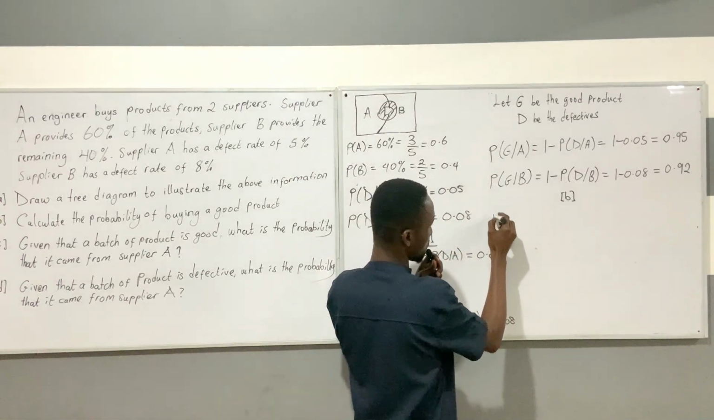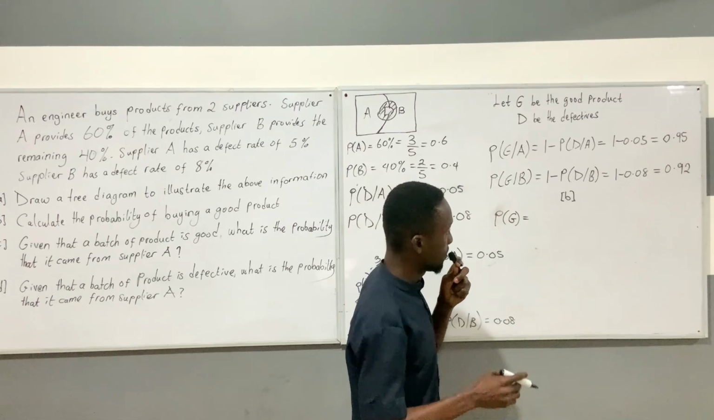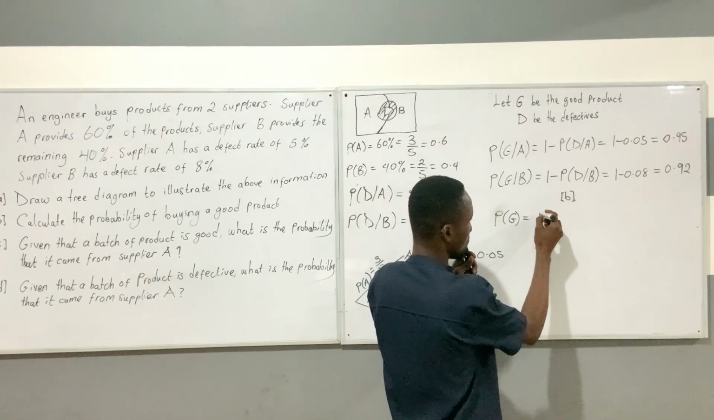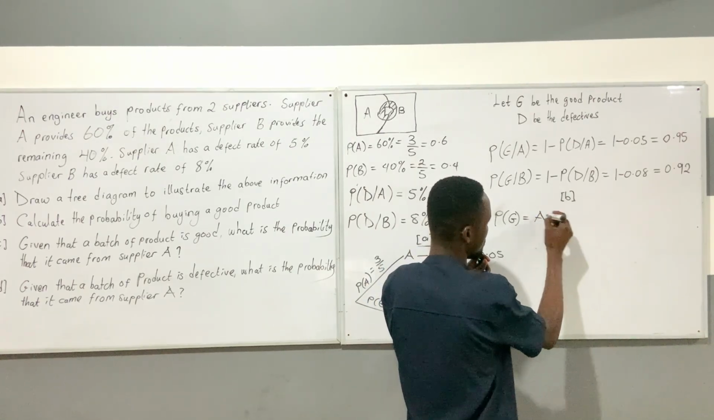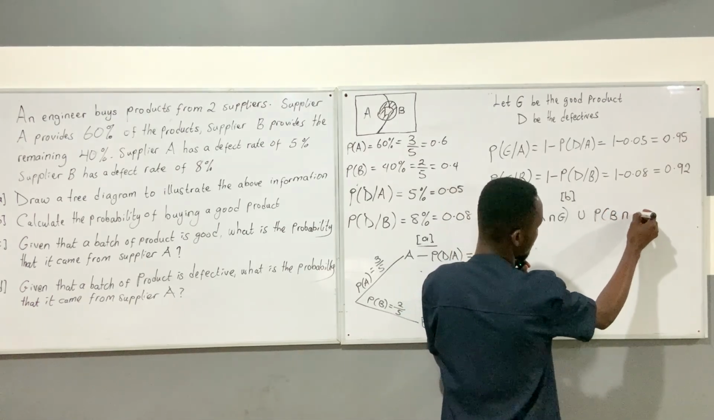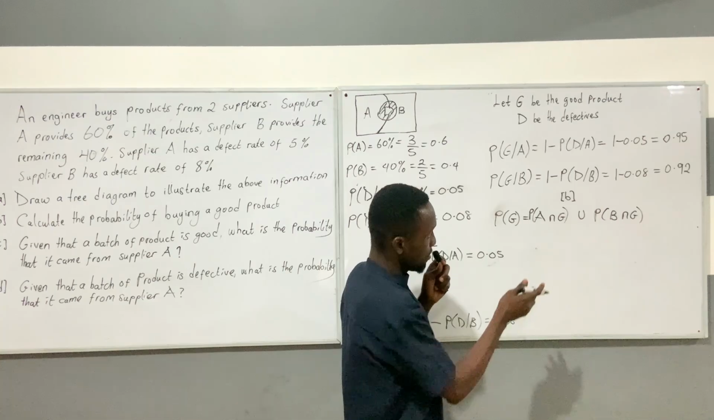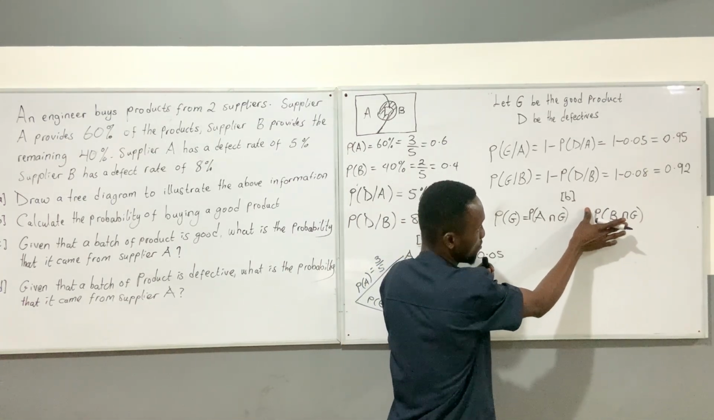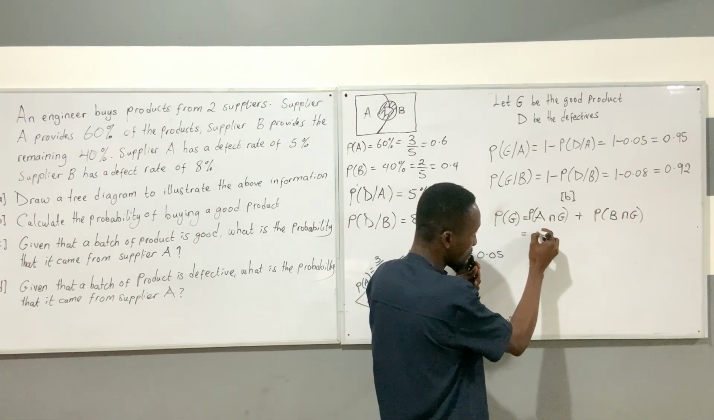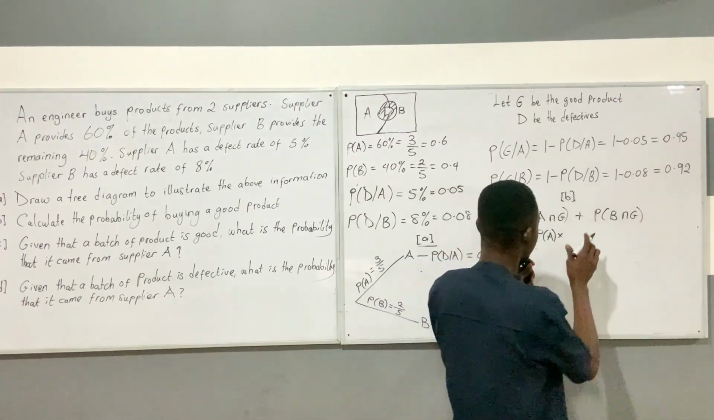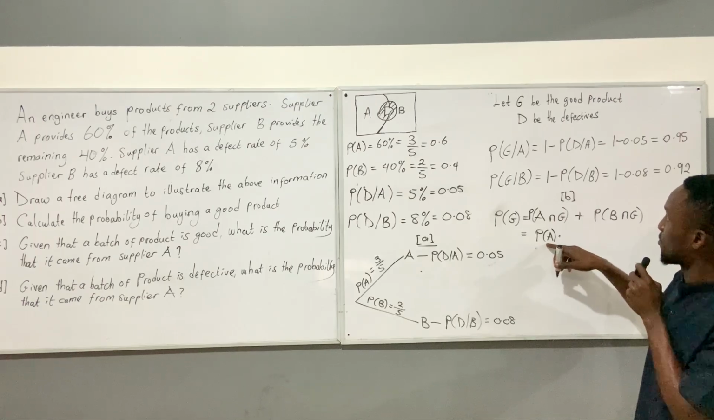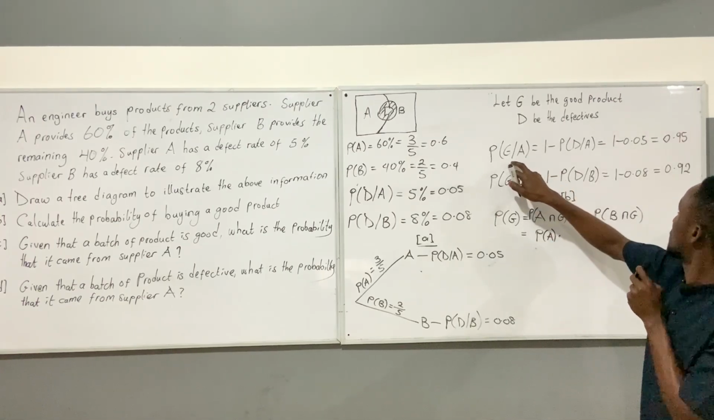Now let's calculate the probability of G. The probability of a good product is going to give us the events A and G occurring together. So it's going to give us A intersection G, union the probability of B intersection G. Know that union here means addition, so I'll clean here and put plus. I explained the formula earlier. So this is going to give us the probability of A times its conditional probability. What is the conditional probability of A for the good product? It was this, isn't it?